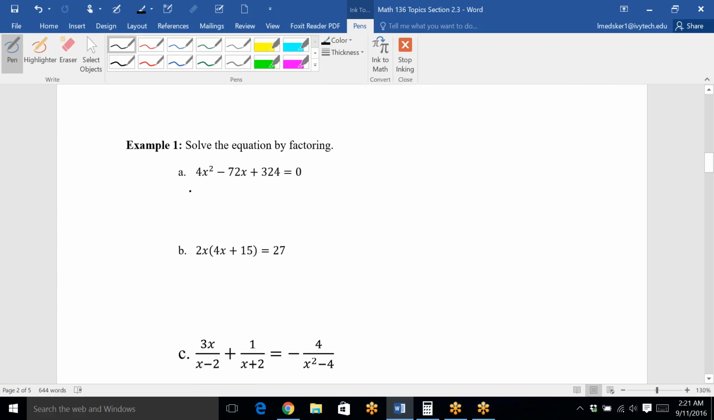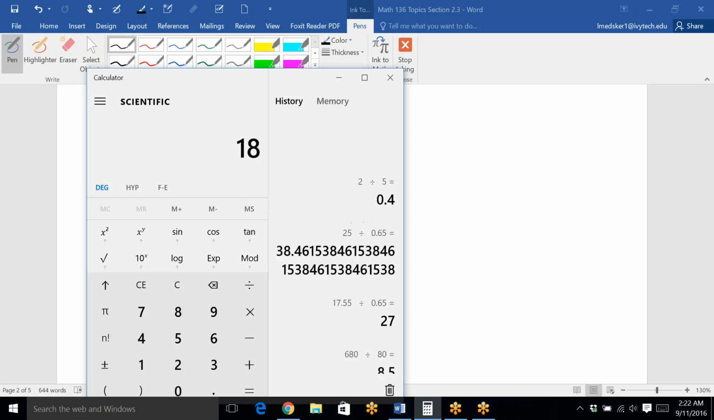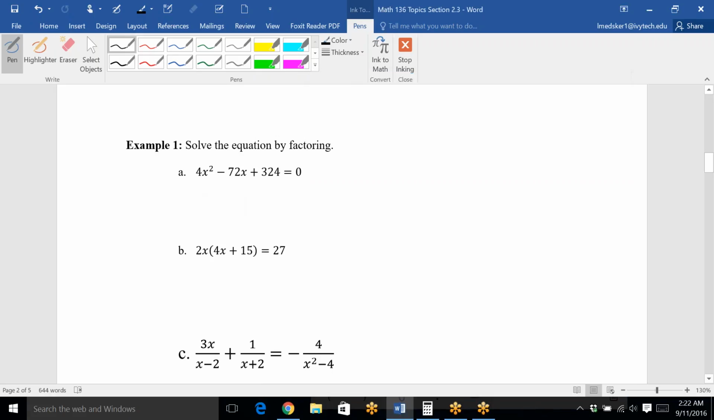Okay, so let's jump right in. Notice my first one has some pretty big numbers, but I should always check to see if I can pull out a GCF first. So let's check and see if 72 is divisible by 4. It is. And 324 should also be divisible by 4. And it is. So we can pull a 4 out first. That makes things a lot easier.